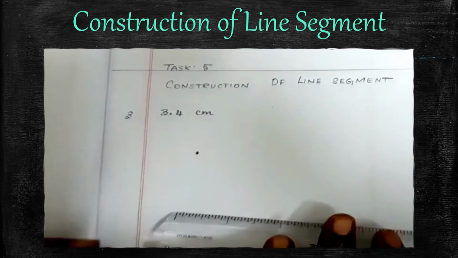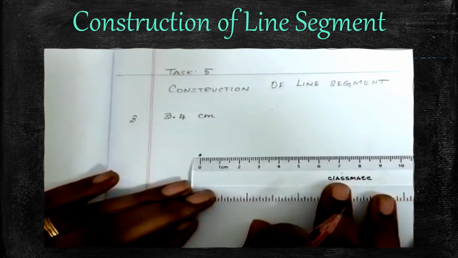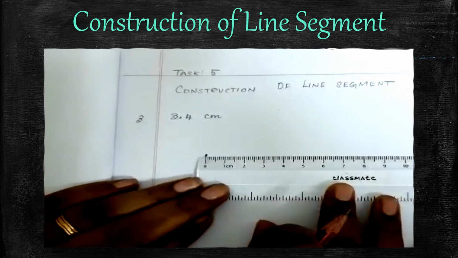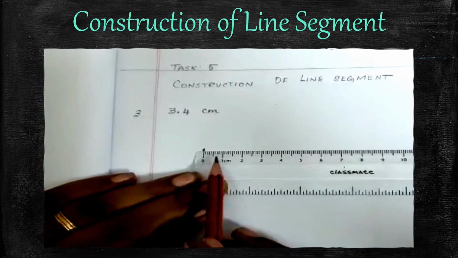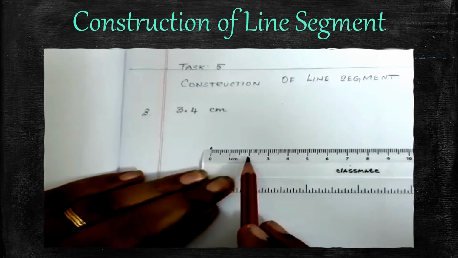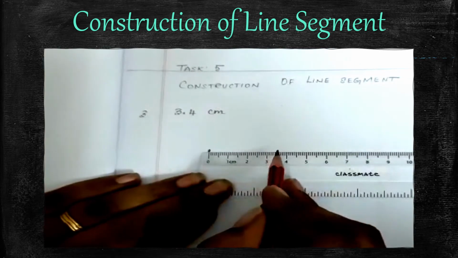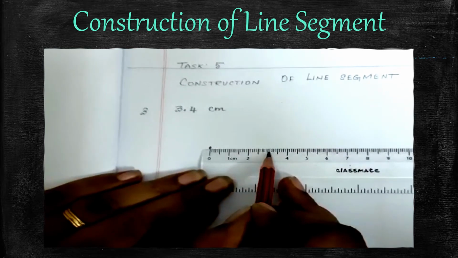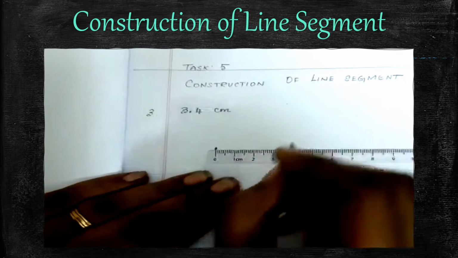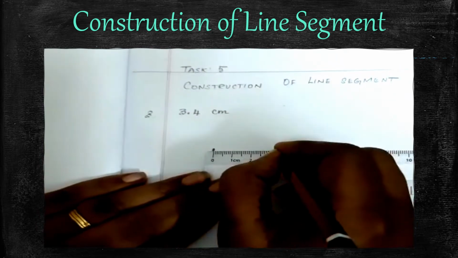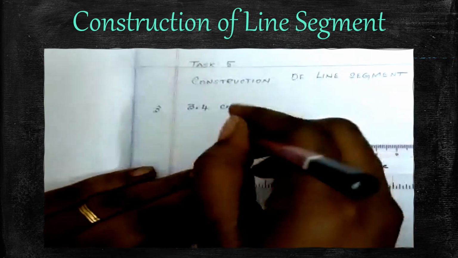Keep your ruler with the 0 centimeter exactly on this point. Now the measurement we have to draw is 3.4 centimeter. So let us check 3.4 on our ruler. 0, 1, 2, 3. We know this big line is 3.5. Our measurement is 3.4, so let us count the small lines: 2, 3, 4. So it is 3.4. We mark 3.4. Mark a point on it. Now join these two points with your ruler.